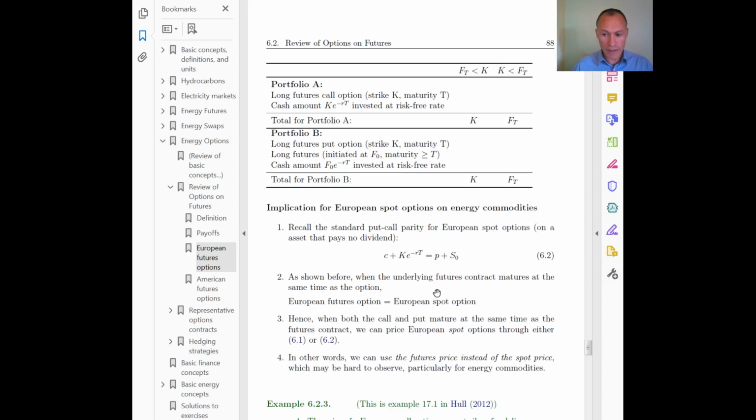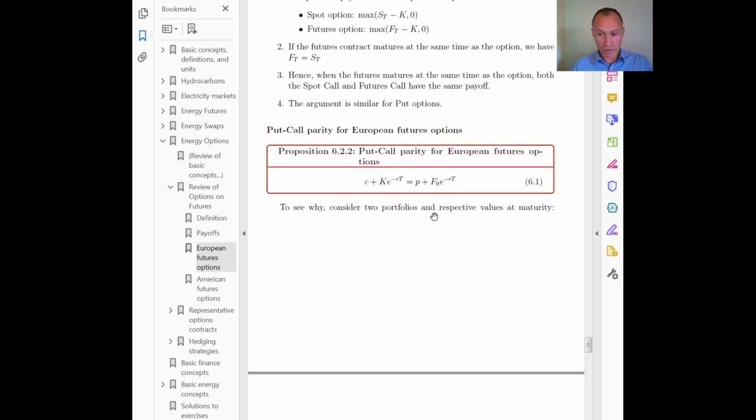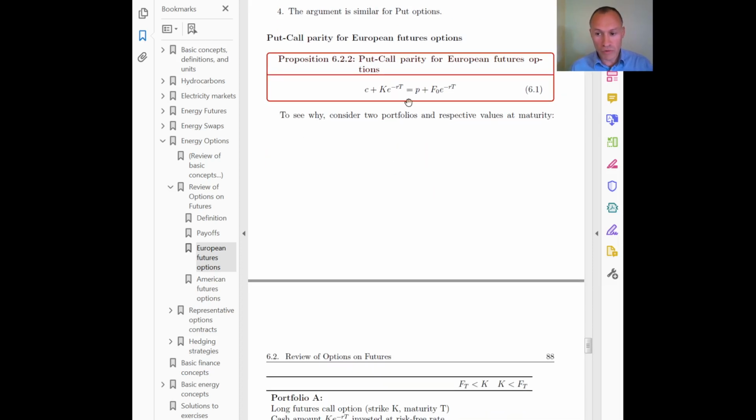So that means that in these conditions, you can price a European spot option either through this standard put-call parity, or since the spot option is exactly the same as the futures option, you can also price it through this relation here. What is the advantage? Why would you want to go through this alternative that looks more complicated?